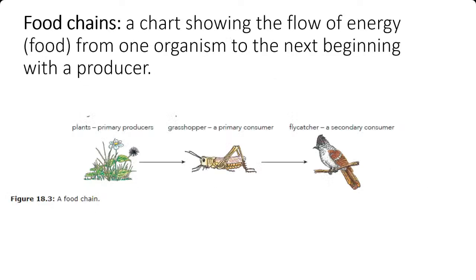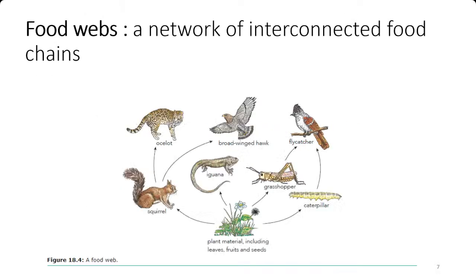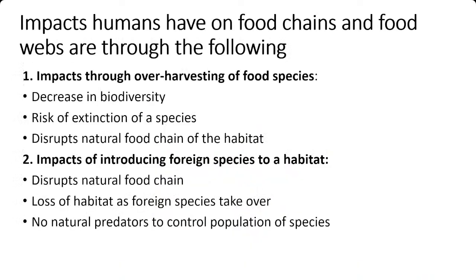Alright. So as we said, a food chain is a chain showing the flow of energy from one organism to the next, beginning with a producer. Food web, a network of interconnected food chains. Now, the impacts humans have on food chains and food webs are of two kinds: over harvesting of food species, and introducing a foreign species to a habitat.